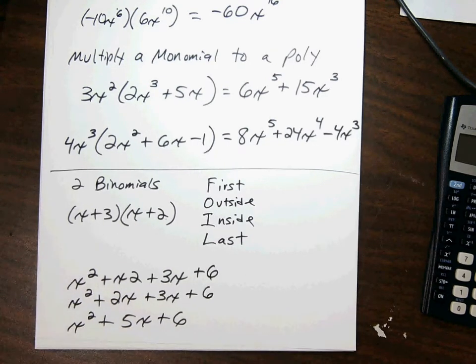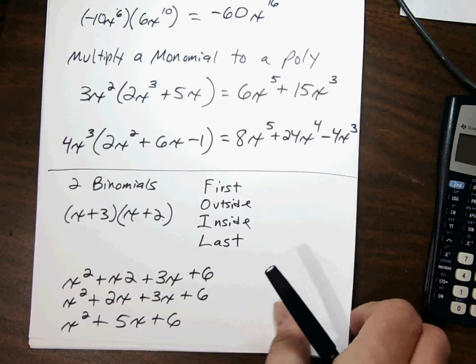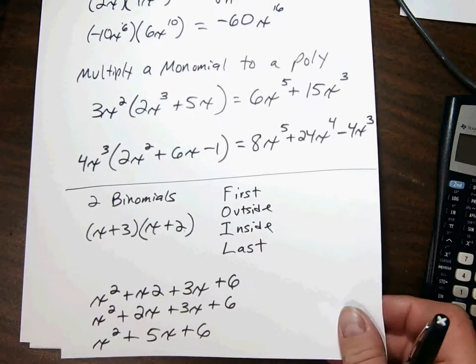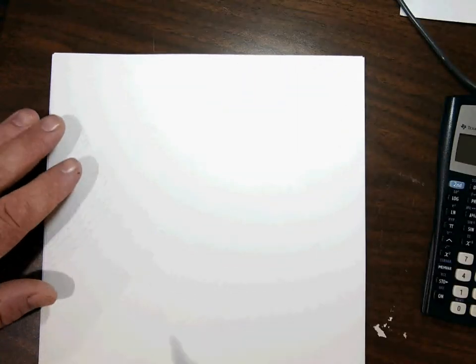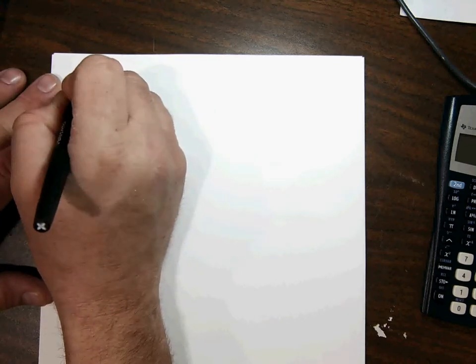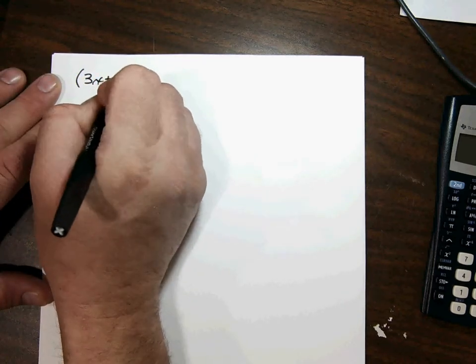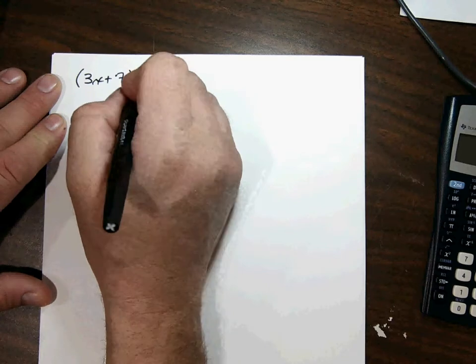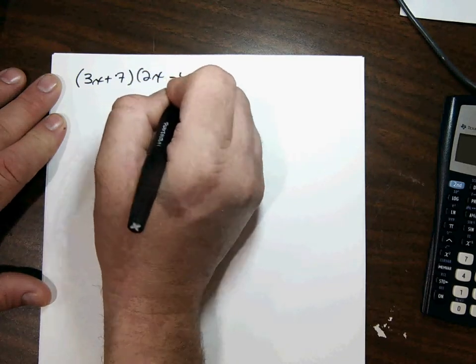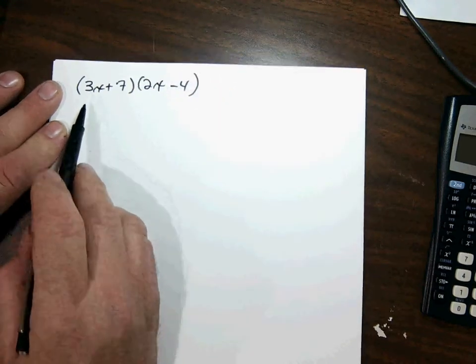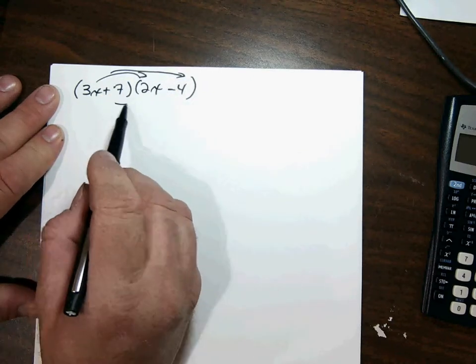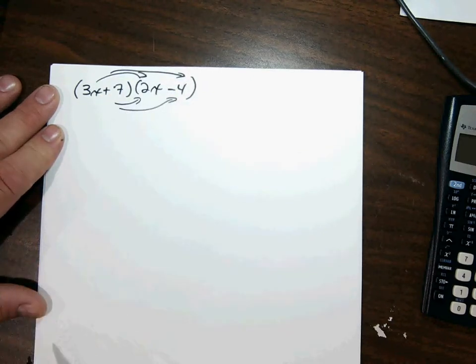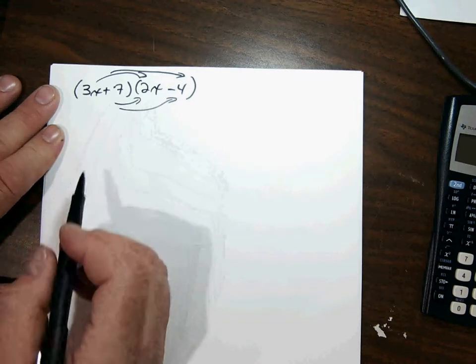So this FOIL process, first, outside, inside, last, is a way to help you remember how to do those. If you don't care for the acronym and you'd rather just do it and not have to think so much about the word FOIL, not that it's hard, all we're going to do is take the 3x and distribute it across, and then we're going to take the 7 and distribute it across. That's all we're going to do. And it's the same thing.